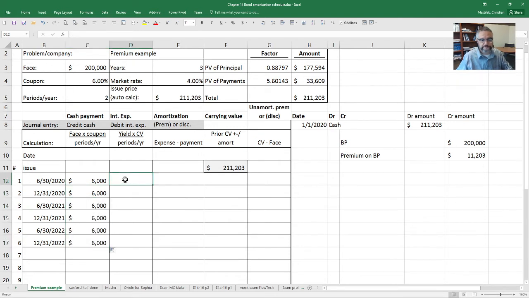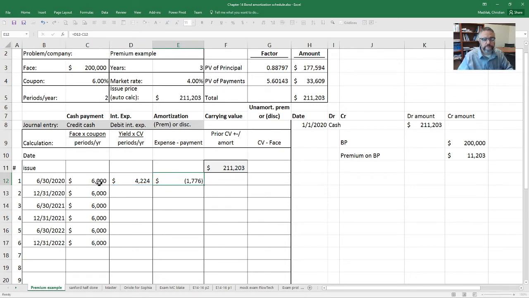What you want to do is then calculate your interest expense, since that's going to be your prior carrying value. And you don't want to put your dollar signs there because you always want to reference the cell up 1 and over 2. So that's going to be a relative reference. You're going to multiply that by the market rate, and that's an absolute reference, so you want your dollar signs there. And then, of course, you're going to divide that by your periods per year. So what this says is the 4% interest rate on 211,203 for 6 months gives me an interest of 4,224.